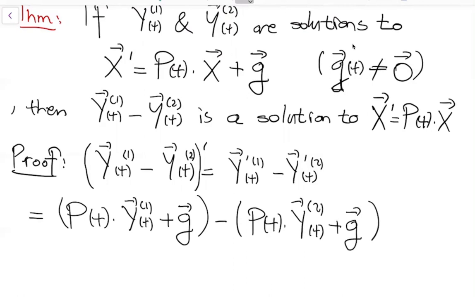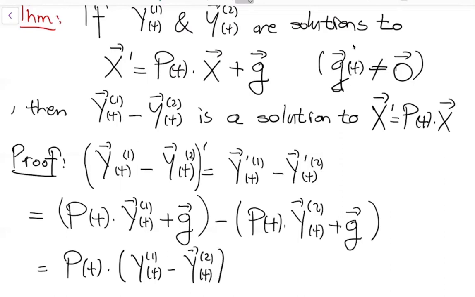Now, if you take their difference, as you can see, the g's are going to cancel and p will be common for both of them. So I can write p of t times y1 minus y2. So as you can see, the derivative of the difference is equal to p times itself, which says it's a homogeneous solution. So what do we learn from this now? We learned the following.